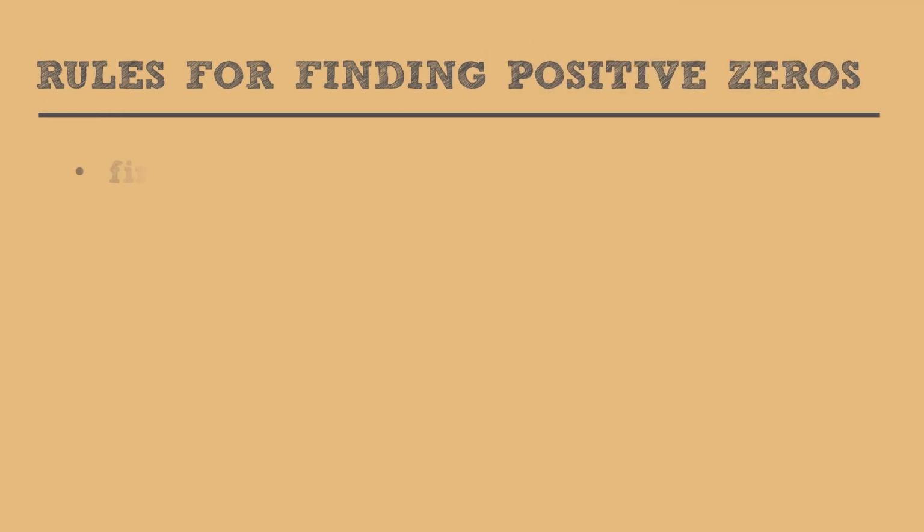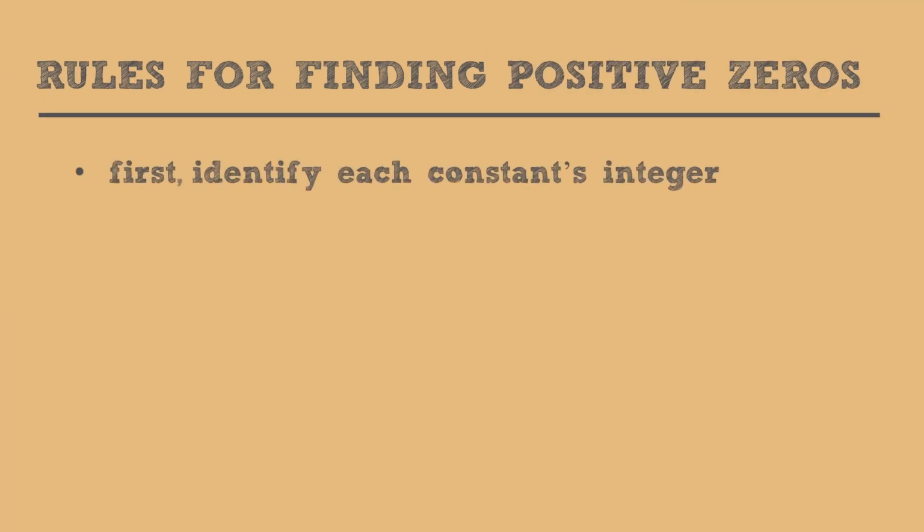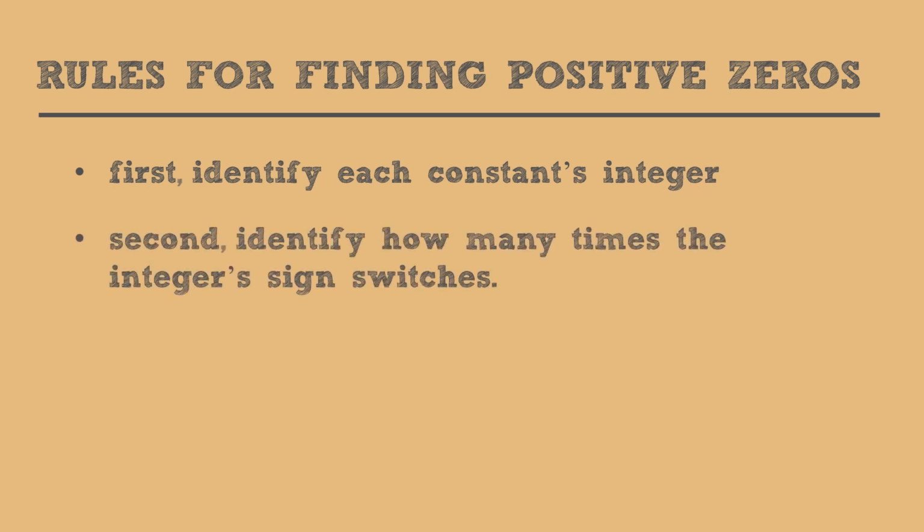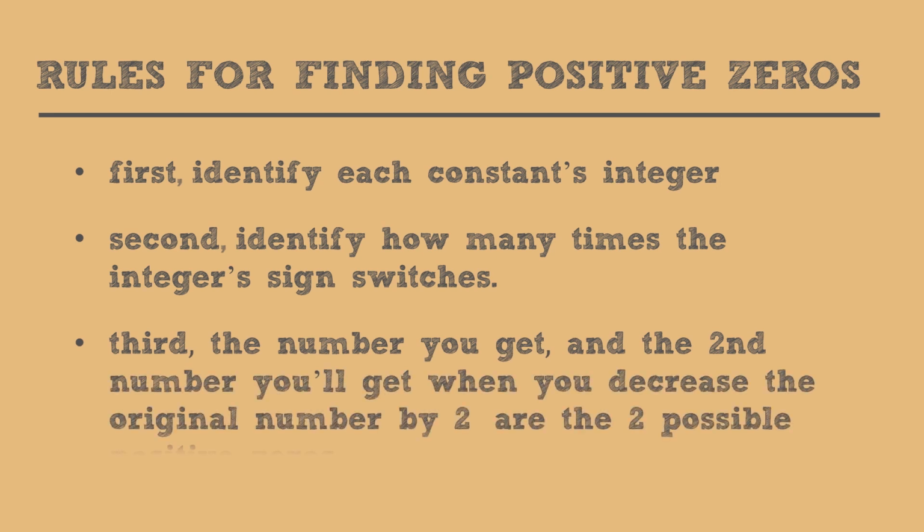For finding positive zeros, first, you'll have to identify each constant's integer. Second, identify how many times the integer sign switches. Third, the number you get and the second number you'll get when you decrease the original number by 2 are the two possible positive zeros.